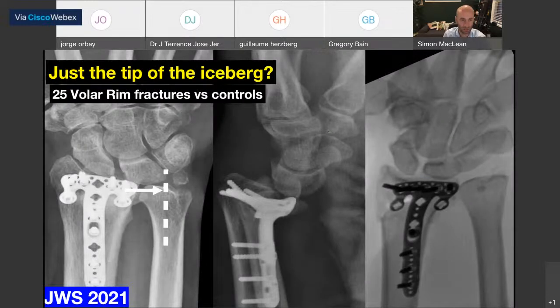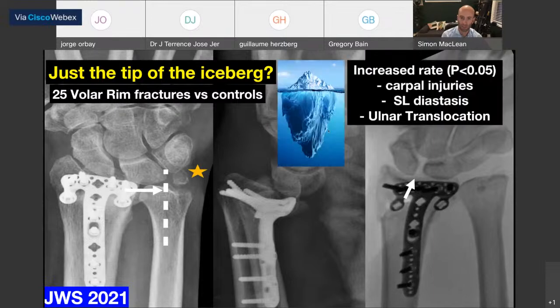But really, this injury is just the tip of the iceberg, and we published earlier in the year a comparison of 25 of these volar rim fractures versus controls. And as we all know, and as the other speakers will talk about, there's a very high rate of complications. And so really, this is the tip of the iceberg when you see this injury, and there's often a much higher rate of other carpal injuries, scapholunate diastasis, and postoperative ulnar translocation.